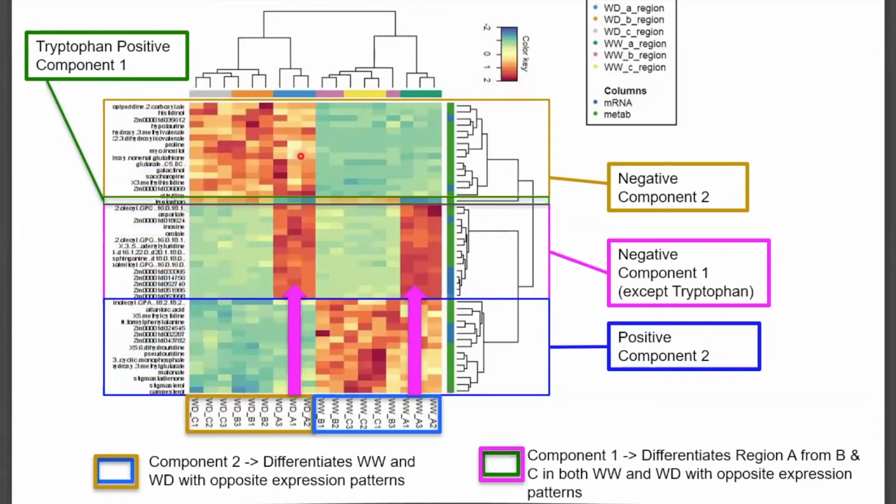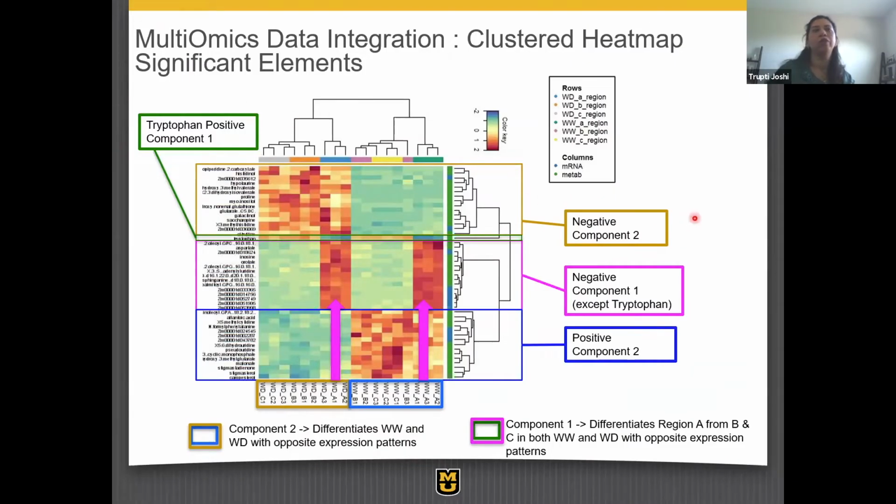The difference that you see here is this whole thing is drought condition and well watered, and then A, B, C. The component two here is the one that differentiates between the drought water deficit condition and the well watered in exactly opposite directions. And component one is what differentiates root region or root zone A from B and C, as you see over here. That ends up giving a combination of genes and metabolites, which we have been able to link back to specific phenotypic changes.